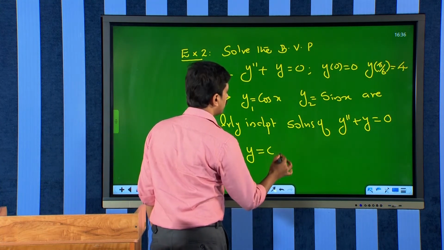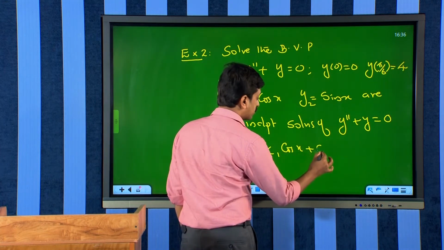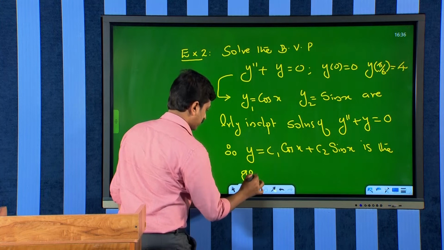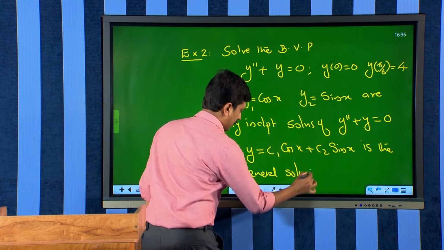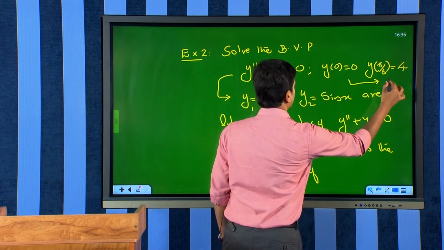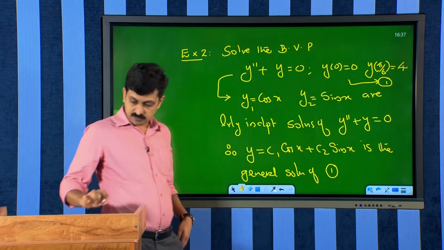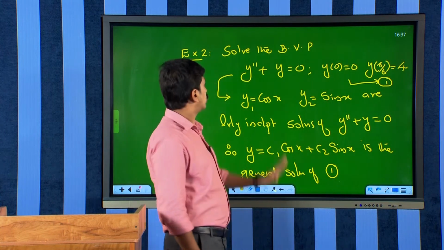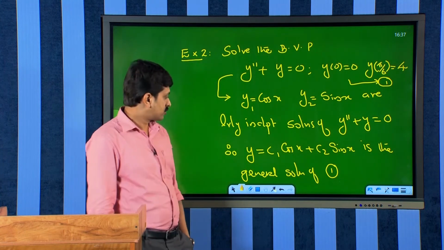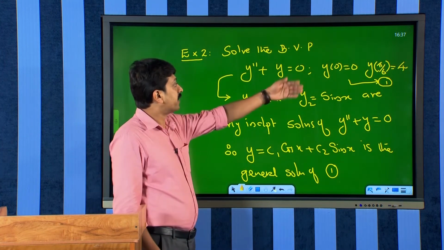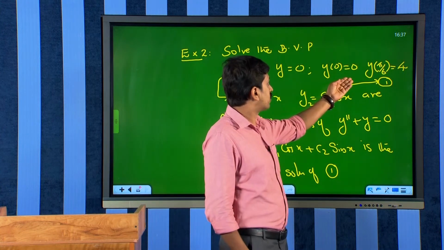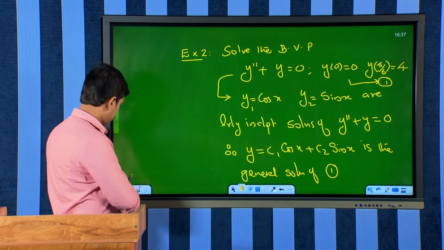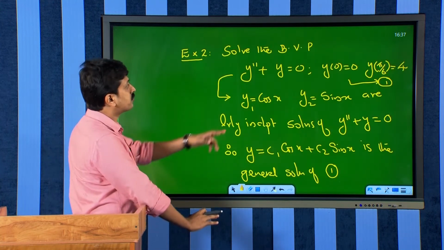Therefore, y is equal to C1 cos x plus C2 sin x is the general solution of the given differential equation 1. Okay, fine. Now we found the general solution, because y1 and y2 are solutions of y double dash plus y is equal to 0. Now we need to find the values of C1 and C2 using the boundary conditions: y of 0 equal to 0 and y of pi by 6 equal to 4.